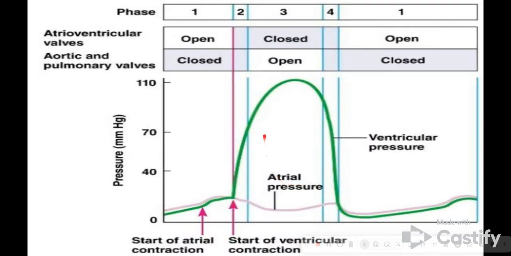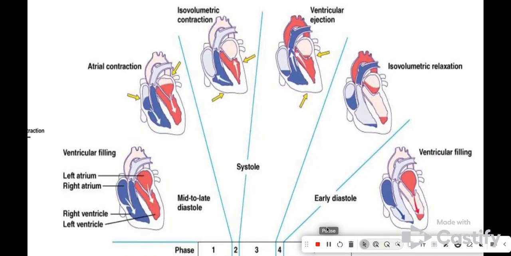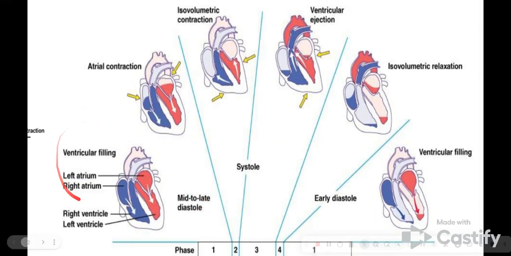This cycle will continue continuously from phase 1 to phase 4. Again, ventricular filling, isovolumetric contraction, ventricular ejection, and isovolumetric relaxation. If it helps to have a visual, you can see at the bottom of this slide, we have phase 1, phase 2, phase 3, phase 4, which is simply referring to the graph that we had back on the previous slide.